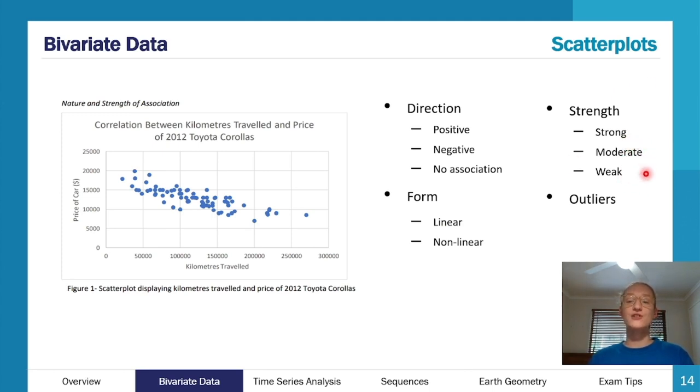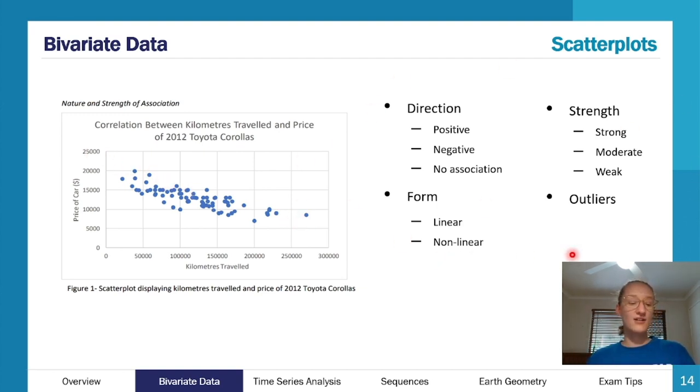Strength, is it weak? Is it moderate? Is it strong? This is looking fairly strong, so I'd say moderate to strong, because if it was weak, the points would be quite spread out. If it was strong, they'd be really close together. But there is definitely a fairly strong looking pattern there. So I'd say it's a moderate to strong relationship. And I don't really see any obvious outliers. Maybe that one, but not really. It still generally falls in with our pattern.